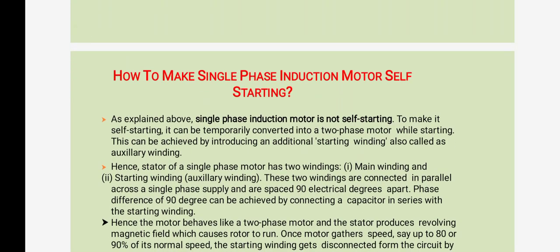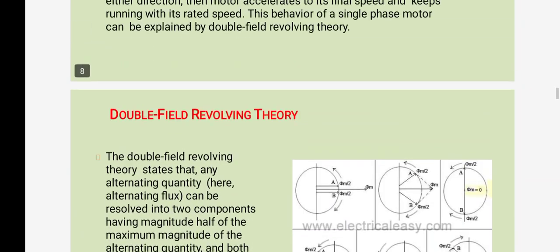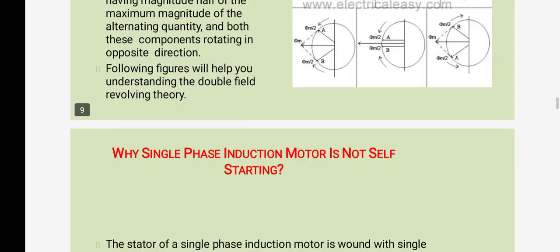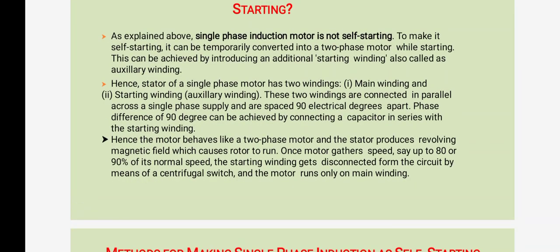How to make a single phase induction motor self starting? As explained above, the single phase induction motor is not self starting. To make it self starting, it can be temporarily converted into a two phase motor while starting. This can be achieved by introducing an additional starting winding, also called auxiliary winding. Hence, the stator of this single phase motor has two windings: one is called the main winding and the other the starting winding. From the diagram, you can easily understand there is a main winding and a starting winding.